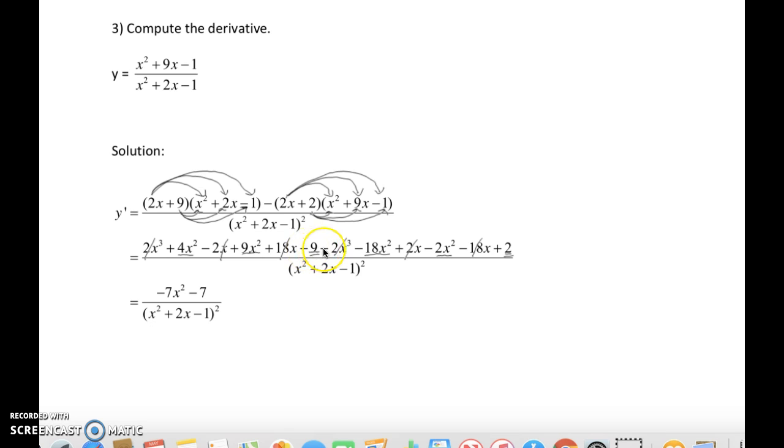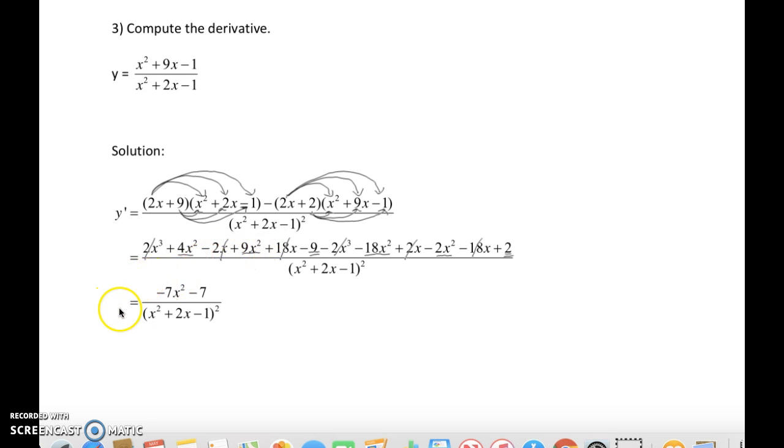And then I'm going to go ahead and subtract. And remember, when I subtract, I have to go ahead and change all my signs. I have 2x cubed minus 8x squared plus 2x minus 2x squared minus 18x plus 2. What I have to go ahead and do is cancel out terms that are identical. So my 2x cubes cancel out. My 2x's cancel out. And I have an 18x that also cancels out. And then I just combine everything that's left over.